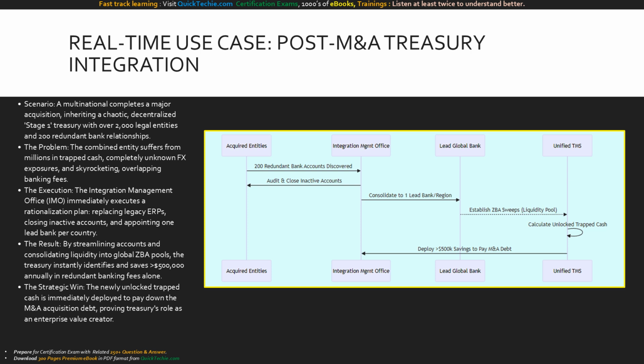First, the acquired entities reveal their chaotic state to the Integration Management Office, 200 redundant bank accounts discovered. The IMO immediately pushes back, initiating the audit and closure of inactive accounts. Next, the IMO works with the lead global bank to consolidate relationships down to one per region. The global bank then establishes ZBA sweeps directly into the unified TMS, creating a massive liquidity pool. Inside the TMS, the system calculates the newly unlocked trapped cash, allowing the IMO to immediately deploy those savings over $500,000 to pay down the M&A debt.